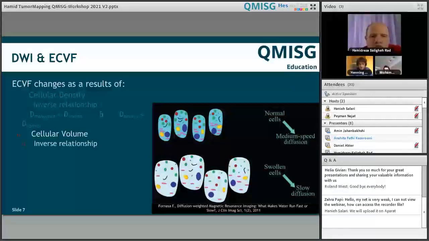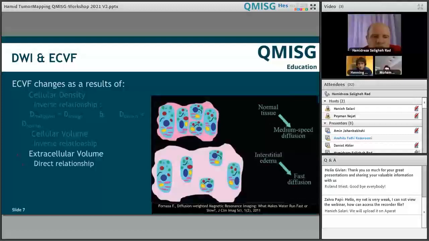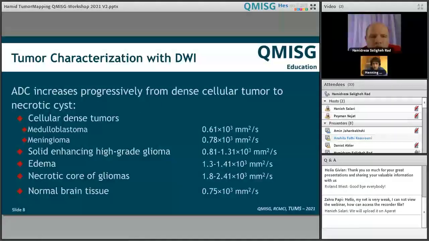For cellular volume, we have an inverse relationship: when we have larger cellular volume, diffusivity decreases. Extracellular volume has a direct relationship: when we have larger extracellular volume, we have larger diffusivity. This slide is very educational. It says, very simply, that ADC increases progressively from dense cellular tumors to necrotic cysts. And this is quantitative.